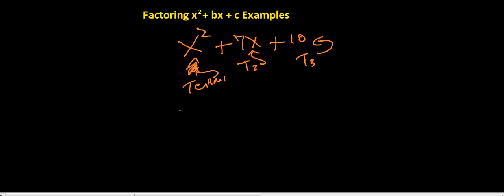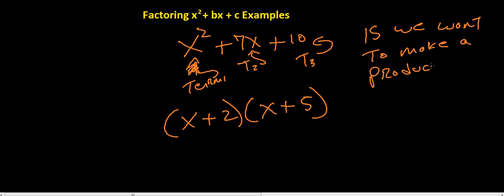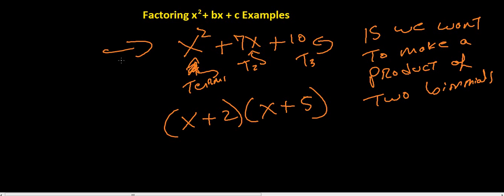And so given this, and we're told to factor, we want something that looks like this. So really what we mean when we're factoring trinomials is we want to make it a product of two binomials. So we're given this problem and we want to make it look like this. So all we're doing here.